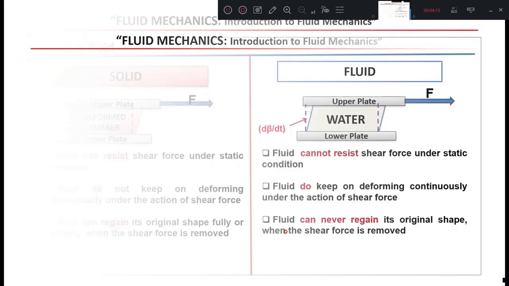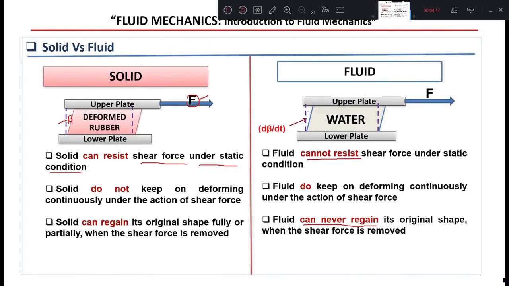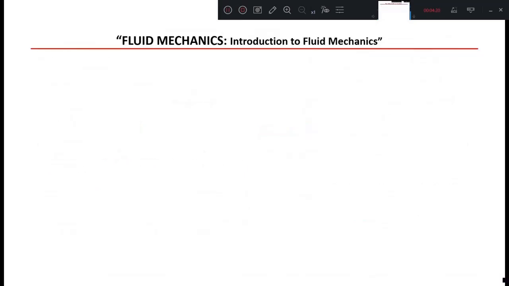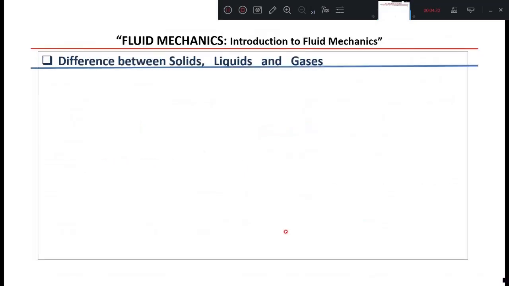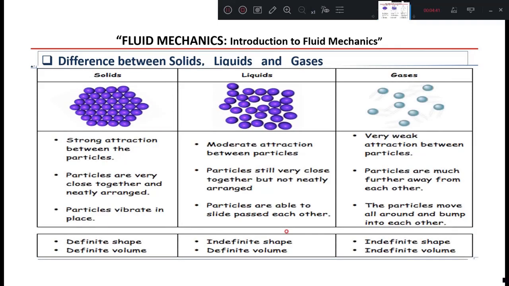So these are a few differences you can make, based on the forces applied on the surface of a solid as well as on a fluid. Then further we can make a difference between solids, liquids and gases based on certain parameters. So look at this picture here. The first one is a solid, the second a liquid and the third a gas.